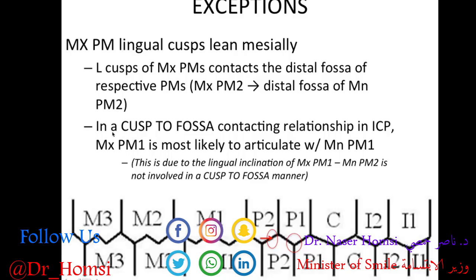And then here's another one. In a cusp to fossa contacting relationship in intercuspation, the maxillary first premolar is most likely to articulate with the mandibular first premolar. And again, this is due to the lingual inclination of the cusps.